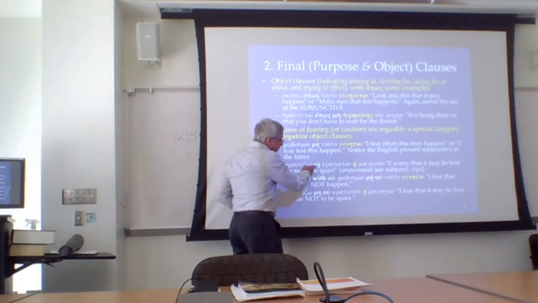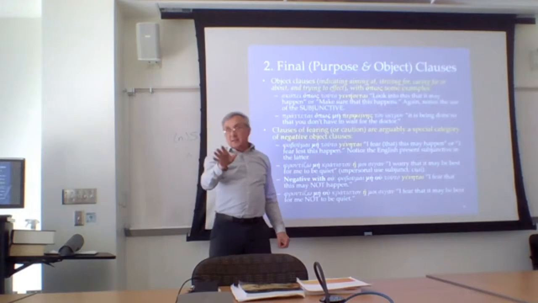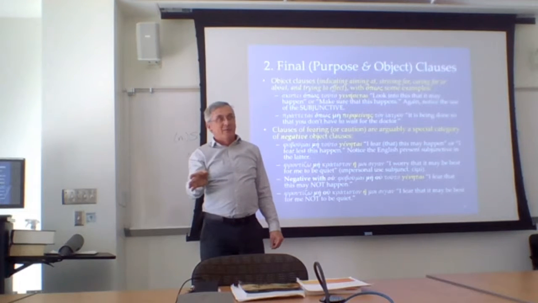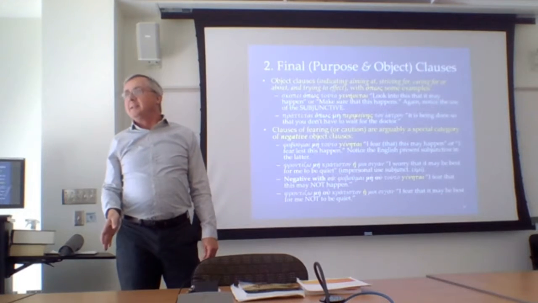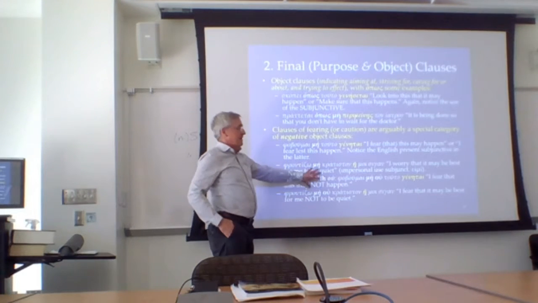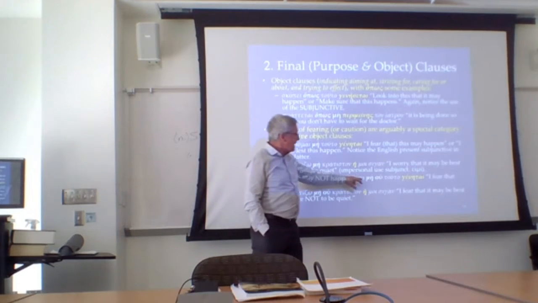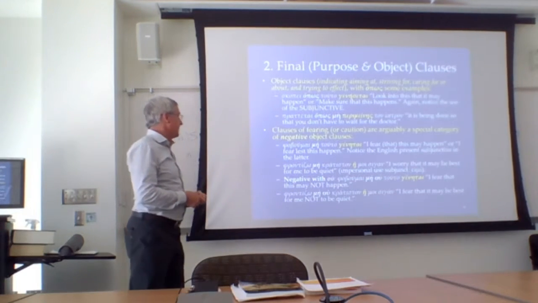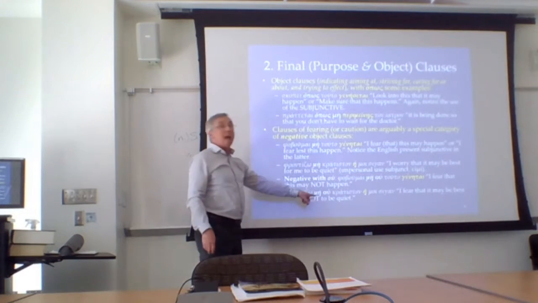So notice that with the fearing clauses, you're using may already to express that I don't want it to be the case, right? May it not be the case. But if you have to use a negative, I fear that this will not happen, then that not happening has to be expressed with a separate ou. It's a little odd. It looks like a double negative, doesn't it? Right? But this is why it's a subcategory. So, negative with ou. I fear that this will not happen, or this may not happen. And I fear that it may be best for me not to be quiet.